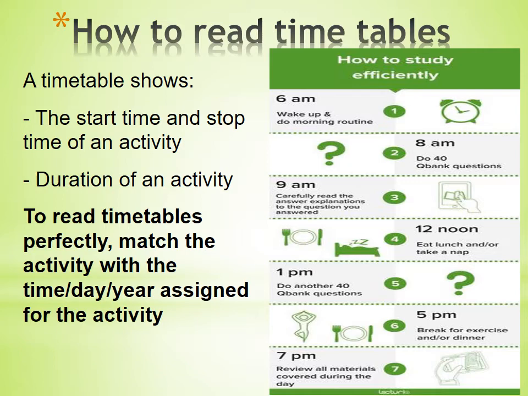So to read timetables perfectly, just match the time of the activity with the time, the day, or the year that is assigned for the activity. The activity is, for example, lunch. Then what time is lunch? 12. So that's a perfect way to read the timetable. Match the activity with the time or the day or the year that is assigned for the activity. All right, let's go to the next one.